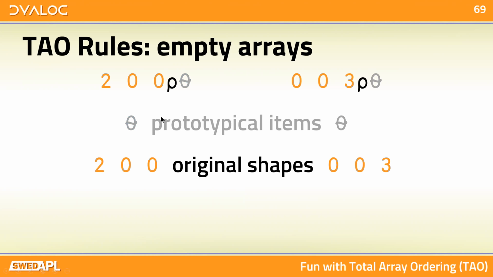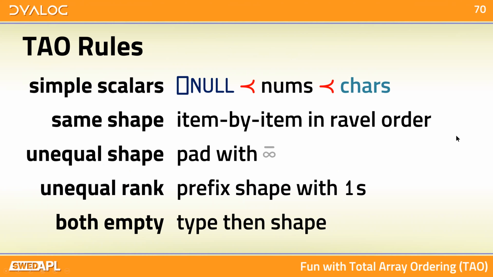And then, of course, if both of them have the same data type, then we have to tiebreak using the shape. So that's how it will work. And those are really all the rules. So the very last thing is if they're both empty, then we compare the type, then we compare the shape, and we're all done.